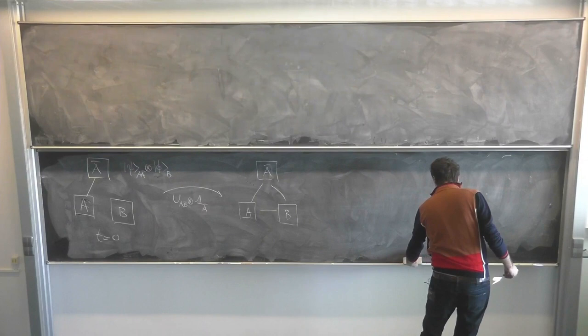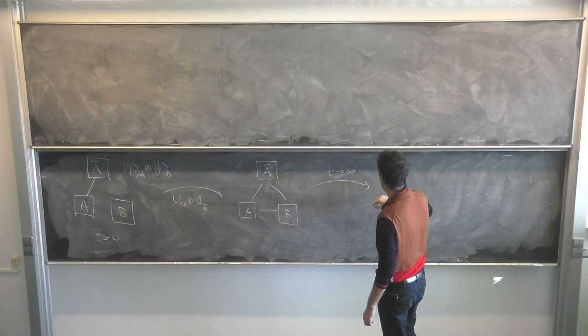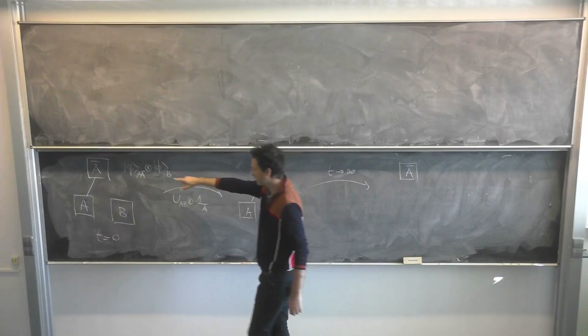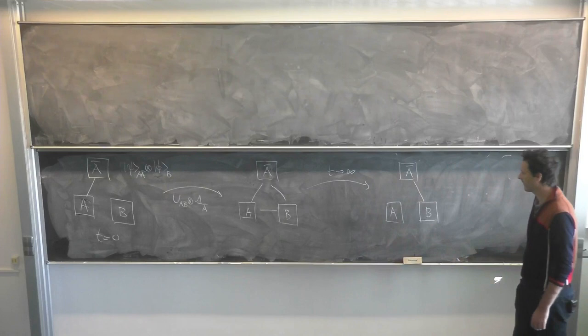Now, the situation we are interested in is one where, let's say, at late times, all the correlations that initially we had between A and A bar will be transferred to B and A bar. So we will end up in a situation which looks like this, where now A is in some product state.